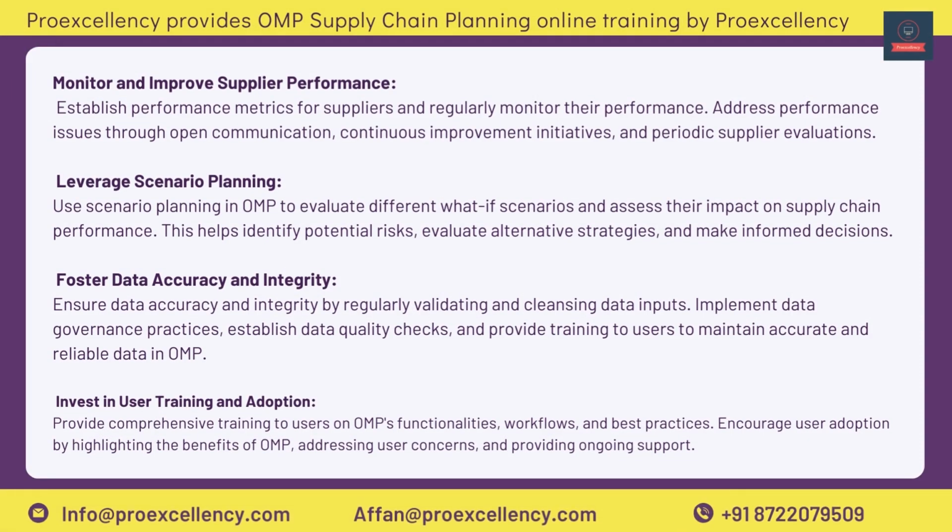Monitor and improve supplier performance. Establish performance metrics for suppliers and regularly monitor their performance. Address performance issues through open communication, continuous improvement initiatives, and periodic supplier evaluations. Leverage scenario planning. Use scenario planning in OMP to evaluate different what-if scenarios and assess their impact on supply chain performance. This helps identify potential risks, evaluate alternative strategies, and make informed decisions.